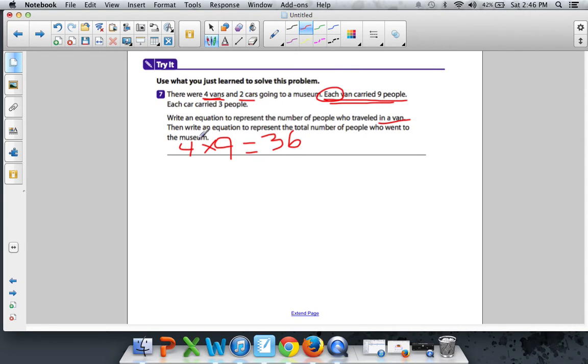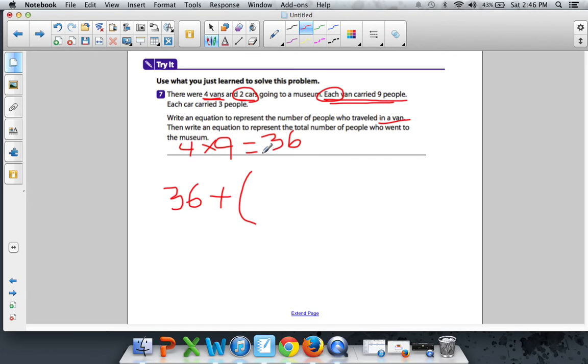Anyway, what's next? Then write an equation to represent the total number of people who went to the museum. Well, we have 36, but we're not done yet. Do you know why we're not done yet? Because we talked about the vans, but we haven't talked about the cars. You know, read the whole problem. Don't forget pieces, okay? So it's going to be the 36 people who rode in the van plus, what else? Well, I'm going to put this in parentheses because I know I have to do something else first. What do I have to do first?